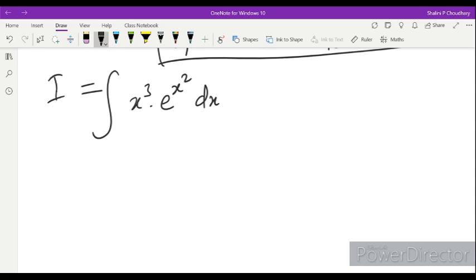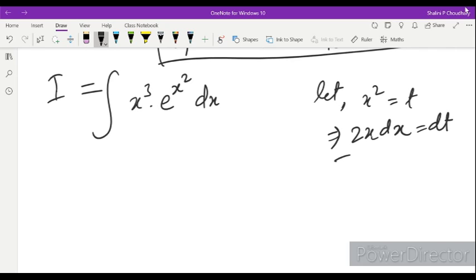Okay, fine. So in this question what we can do, let x square be equal to t. So what value will we get? 2x dx will be equal to dt. Now x dx we have to take, so x dx will be equal to 1 upon 2 dt.